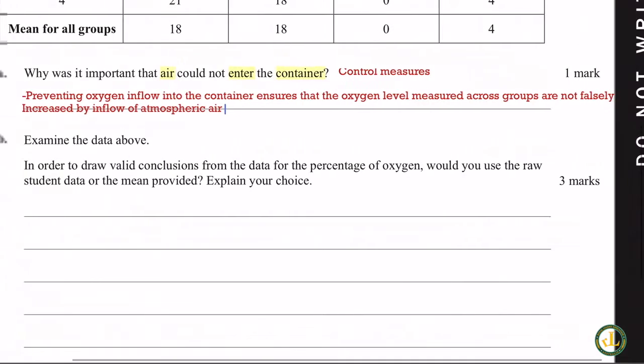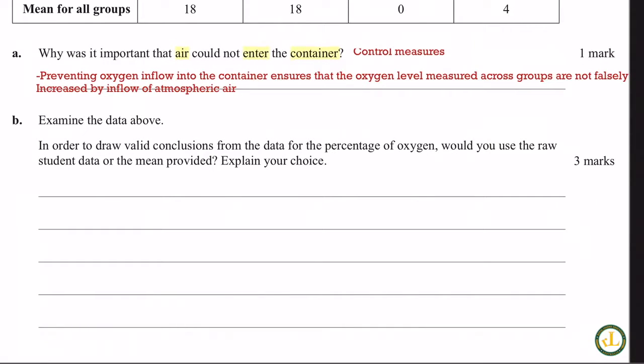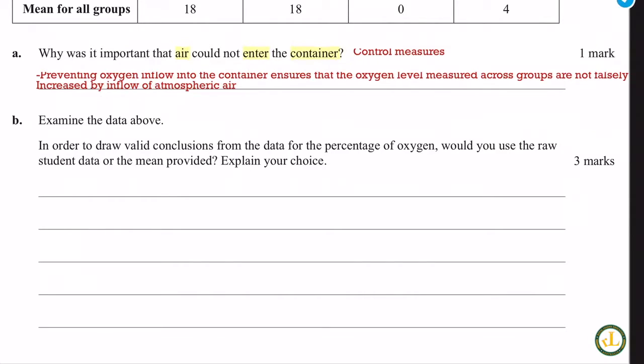There are different ways to phrase this particular answer, and there's no one way to do it. However, it's really important to identify keywords here. The keywords in this particular answer would be preventing oxygen inflow. So oxygen is definitely something you really should talk about, as well as how oxygen level actually is truly reflective of the true results. So on to question B.